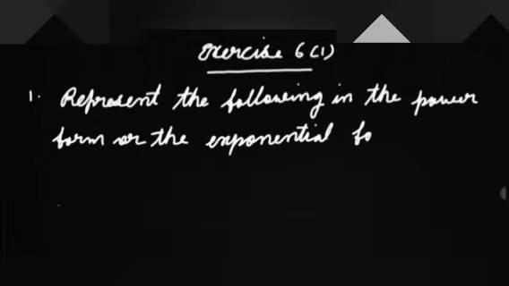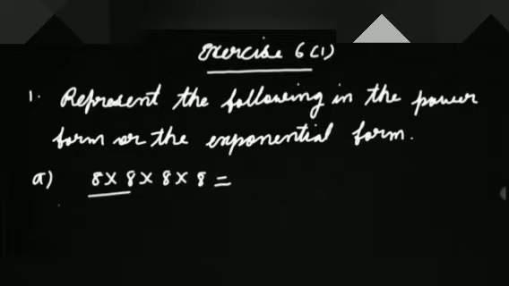Write down the first question. A. The question is 8 into 8 into 8 into 8. Okay, please say the answer. How can we write this product in the exponential form? What would be the base here? The number which is being multiplied is known as the base. So, which is the base here? Yeah, 8 is the base.